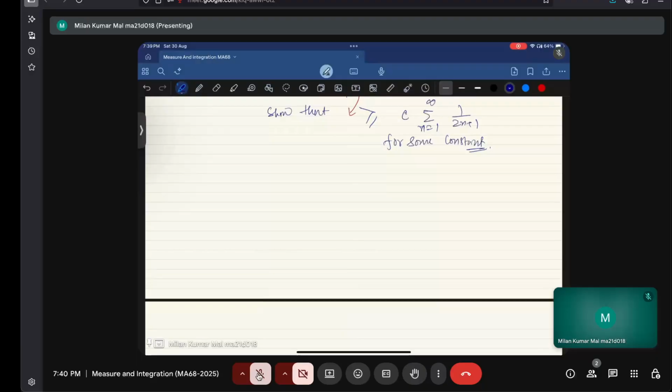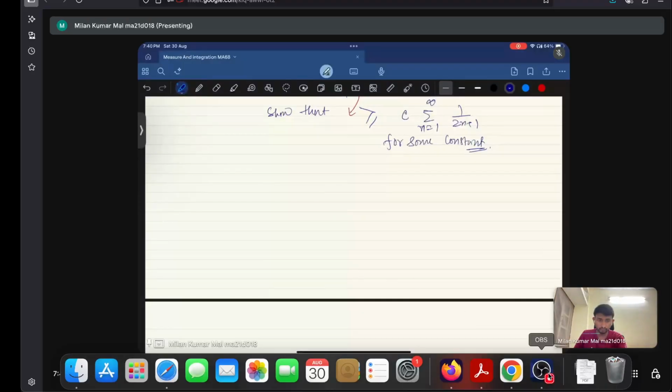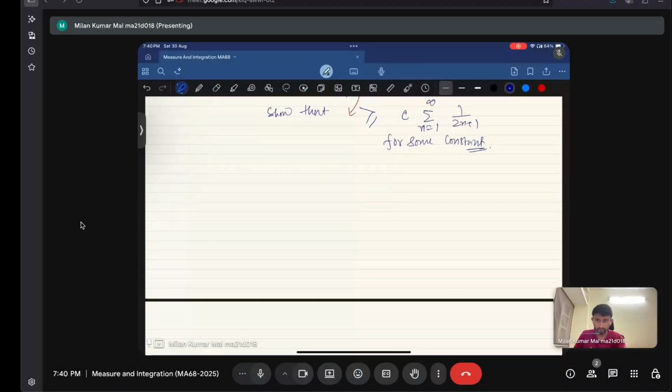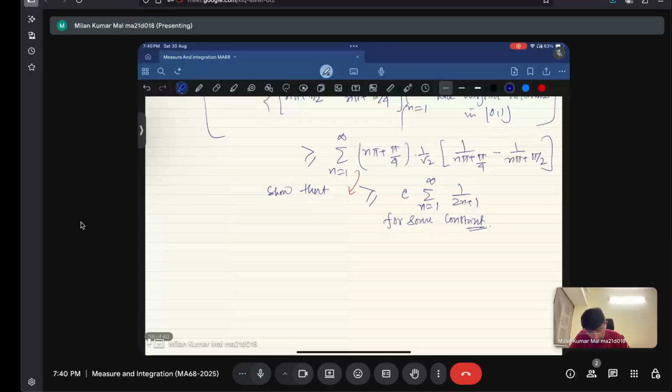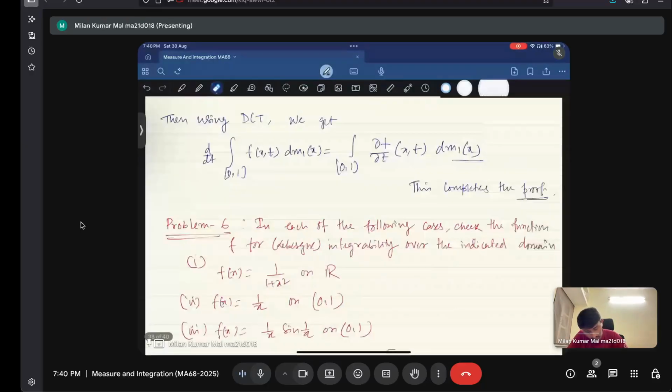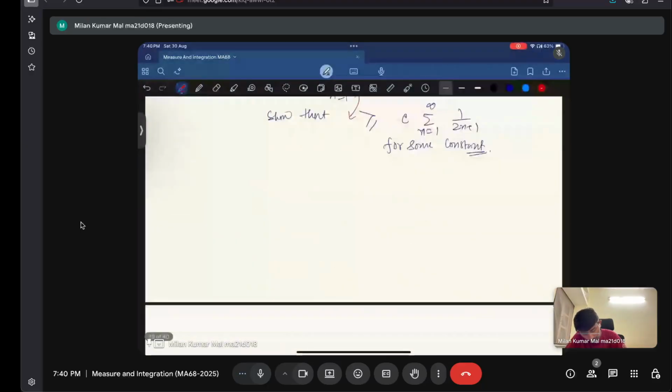Okay, so now another problem. Last problem was problem number 6, so now it is problem number 7. Show the dominated convergence theorem.